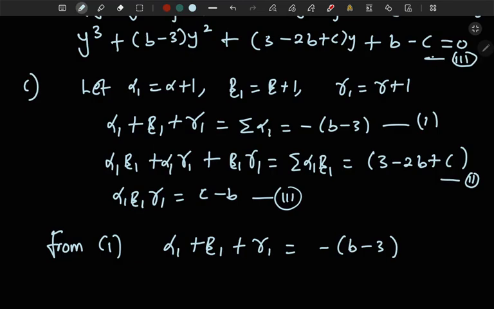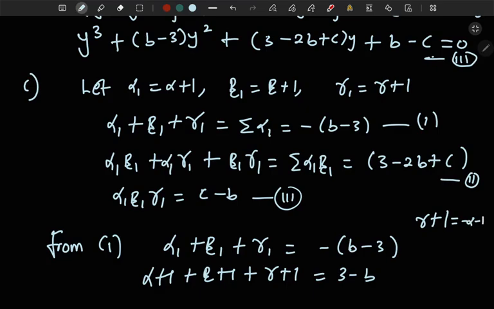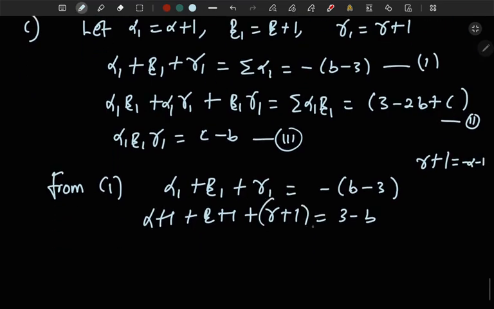So now we can represent this. We can substitute what we have as alpha 1 there, which is alpha plus 1, then beta 1 is beta plus 1 and gamma 1 is gamma plus 1, which is 3 minus B. And of course, part of the condition to find C is that alpha plus 1 plus gamma plus 1 equals minus alpha minus 1. So we can remove gamma plus 1 and replace it with minus alpha minus 1. So this is alpha plus 1, beta plus 1, then minus alpha minus 1 equals 3 minus B.